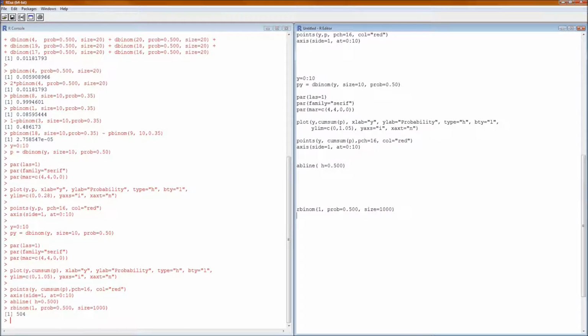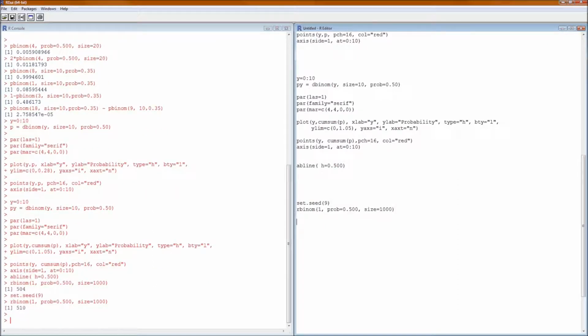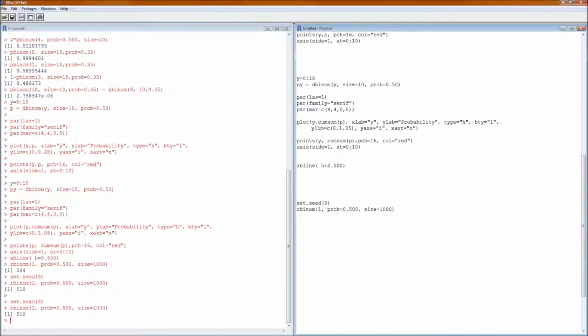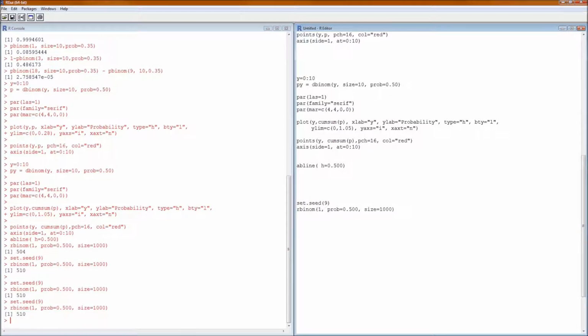I got 504 heads. Now, if you want to agree with me on this, go ahead and set the seed. I don't like 3. I'm going to set it to 9. We run those two lines, all of us will get 510 heads. What will we get if we run those two lines again? Yes, 510 heads. But wait, what if we run them a third time? Yes, 510.